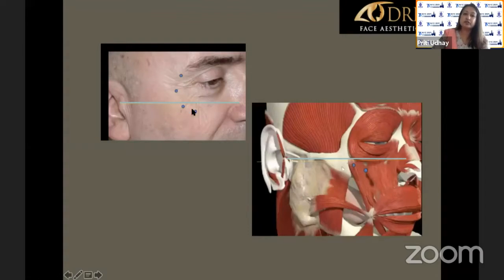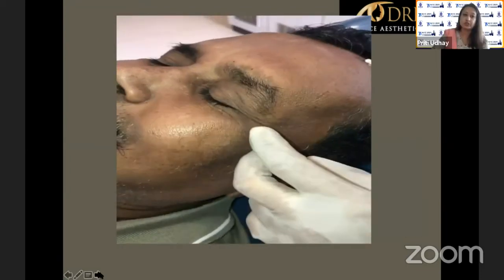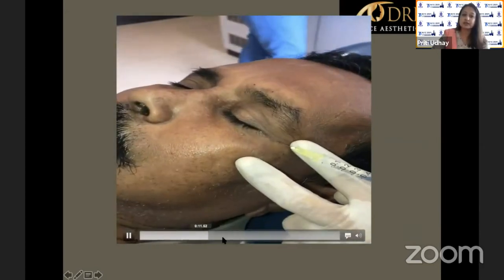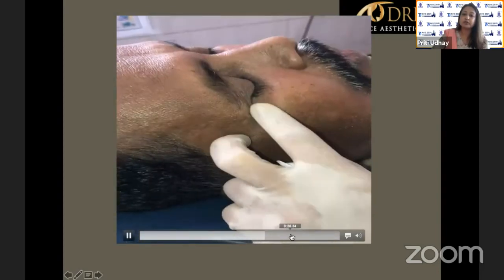If you have more of the wrinkles in the lower part, then you prefer to do fillers and do not do too much of Botox in that area. So this is how it is done. Keep 1 centimeter away from the lateral orbital margin and make sure you don't go below the Frankfurt line.